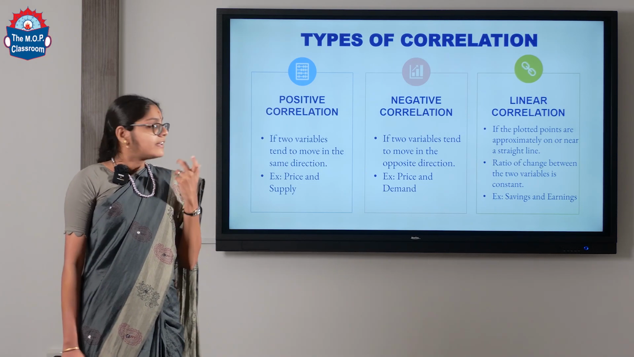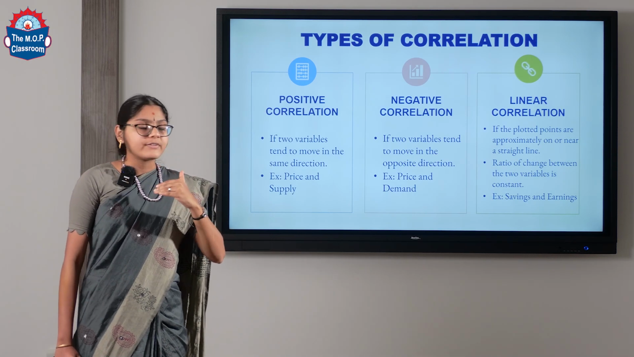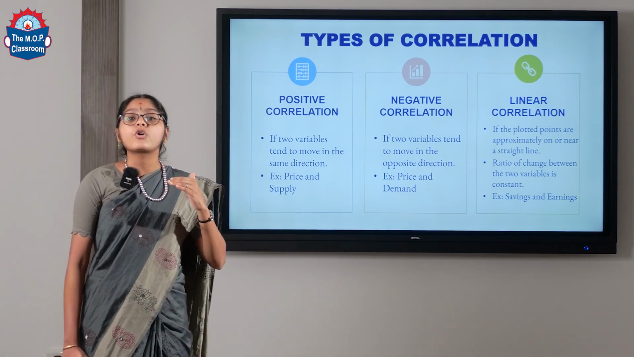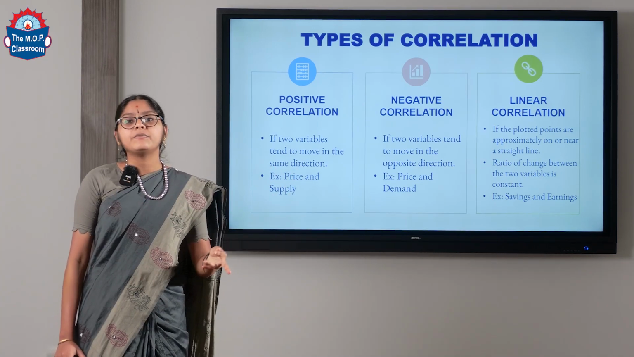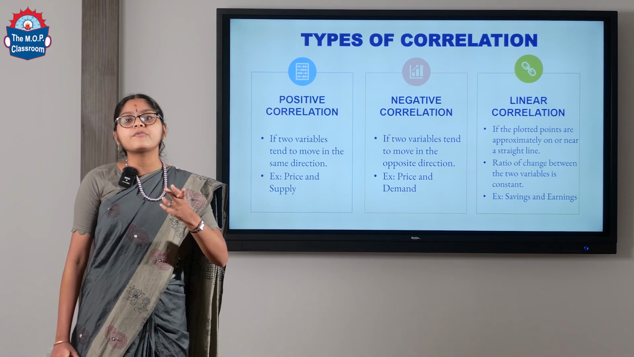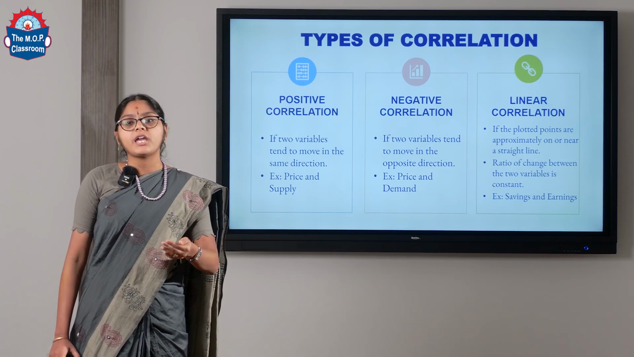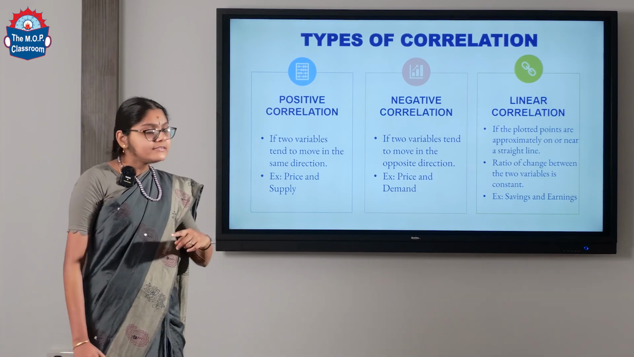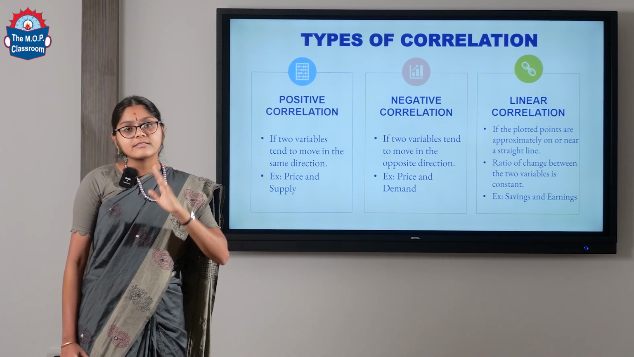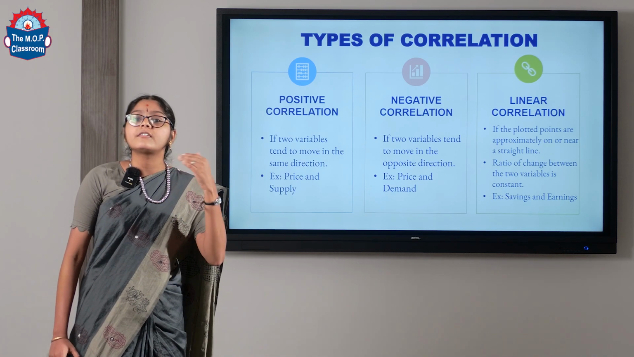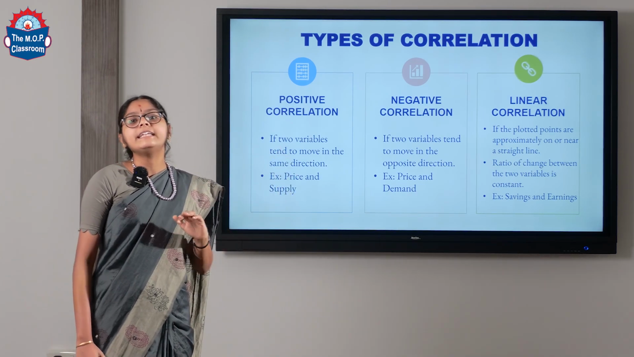Next is linear correlation. In linear correlation, the plotted points are approximately on a straight line, when the ratio of change between the two variables is constant. A very good example we can take is savings and earnings. According to your income levels, the level of savings will differ. The proportion of savings will be the same throughout the year. Till your income changes, your saving levels will also be the same. So when you plot both the savings and the income data, you will get a straight line. That straight line represents that it is linear in nature, that is, the ratio of change between the income and savings is the same. That is why it comes under linear correlation.